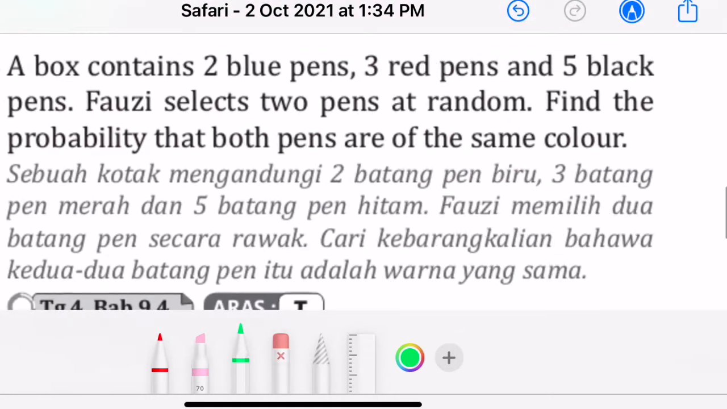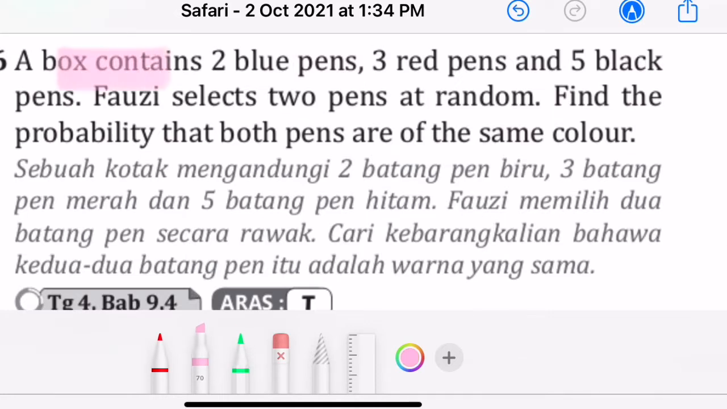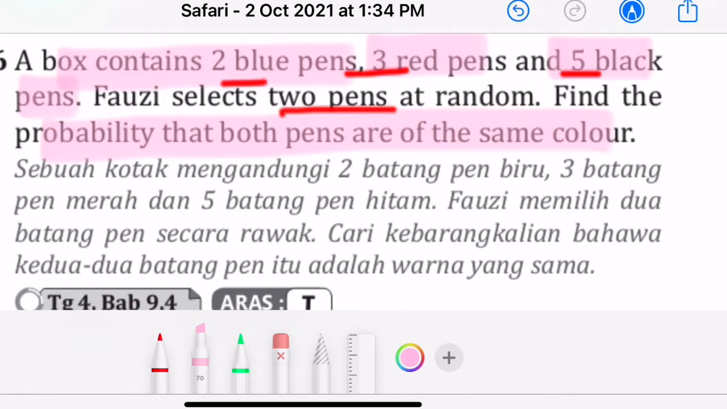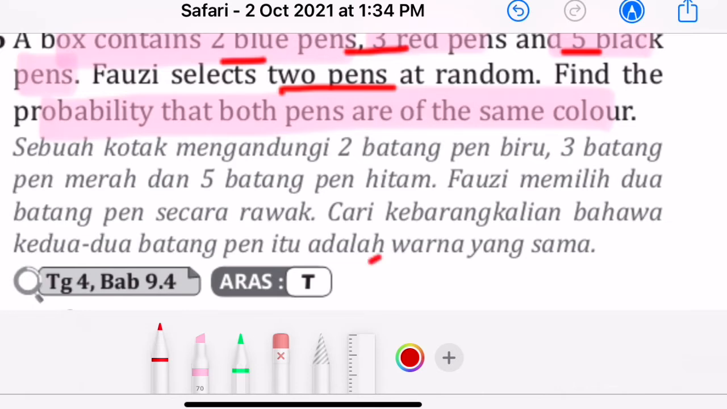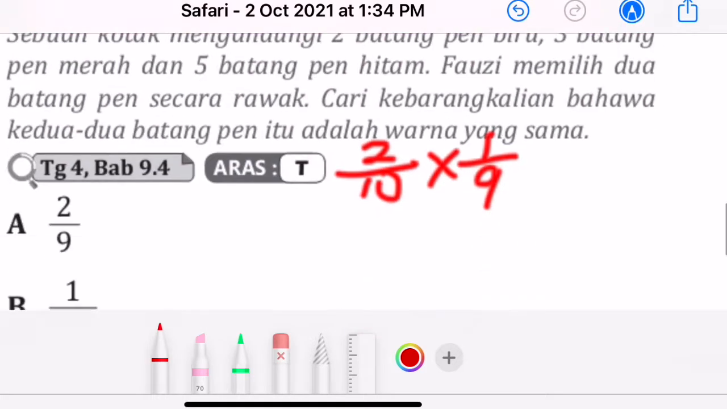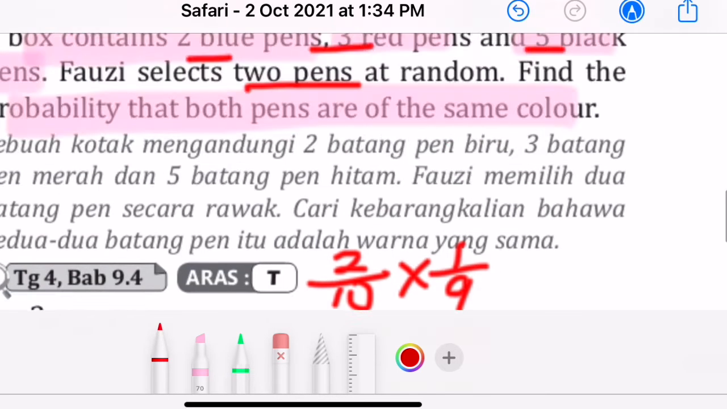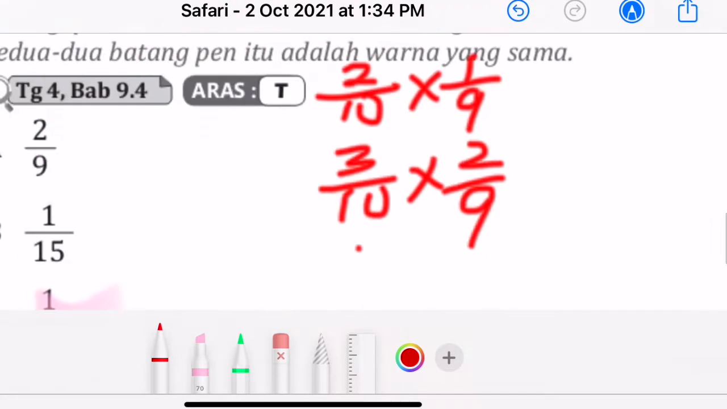Okay, question 36. A box contains 2 blue pens, 3 red pens, and 5 black pens. Fauzi selected 2 pens at random. Find the probability that both pens are the same color. In total we have 10 pens. So for blue, 2 out of 10 and then 1 out of 9 for the second blue. Red: 3 out of 10, and then 2 out of 9 for the second red pen. For black, first black 5 out of 10, and then the second is 4 over 9.